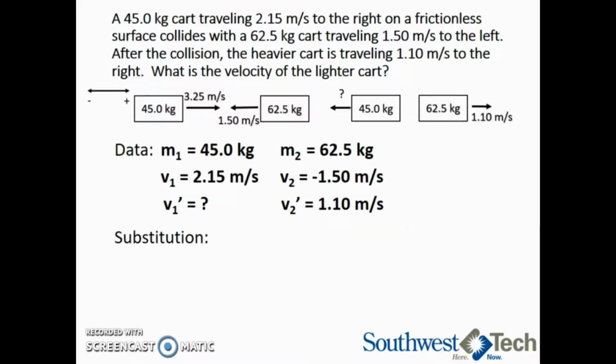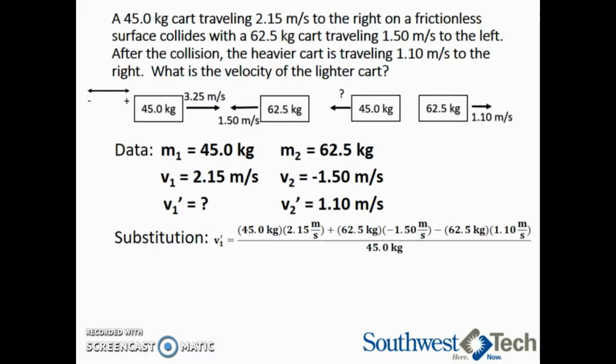Now we can substitute in everything we know. Again, make sure you watch the sign on the velocity. 45 kilograms multiplied by 2.15 meters per second plus 62.5 kilograms multiplied by negative 1.5 meters per second, since this cart was traveling left, minus 62.5 kilograms multiplied by 1.1 meters per second, divided by 45 kilograms.